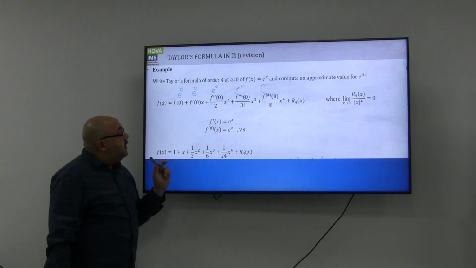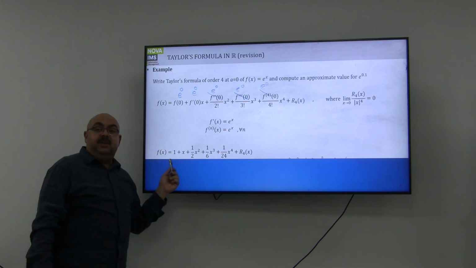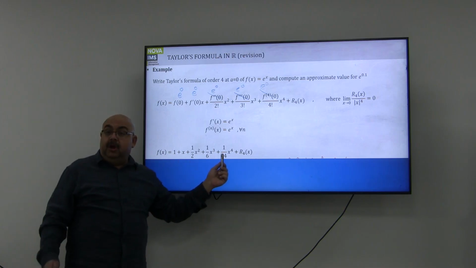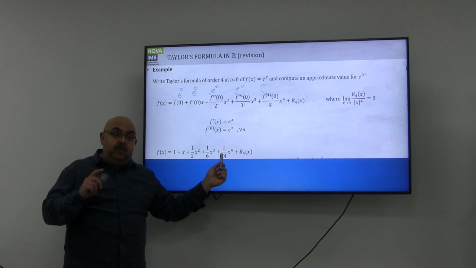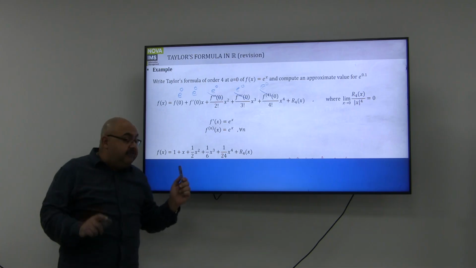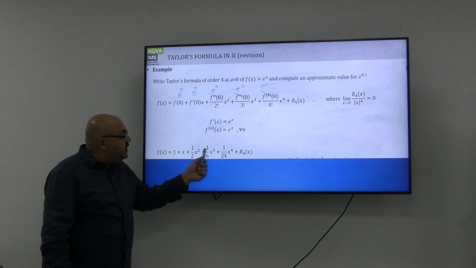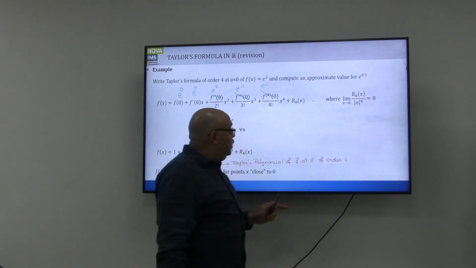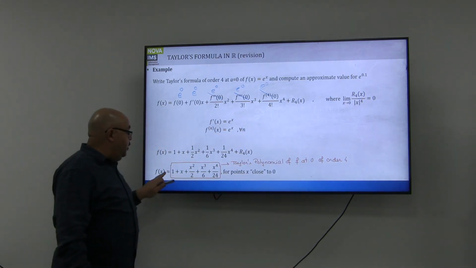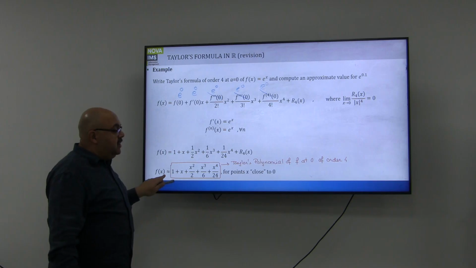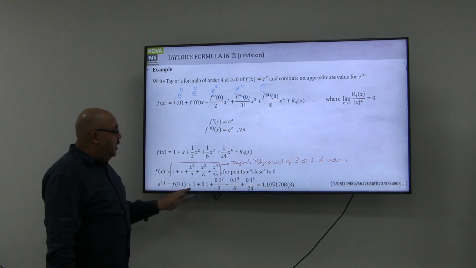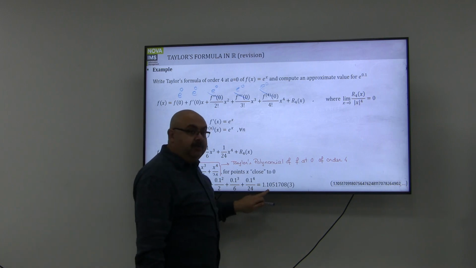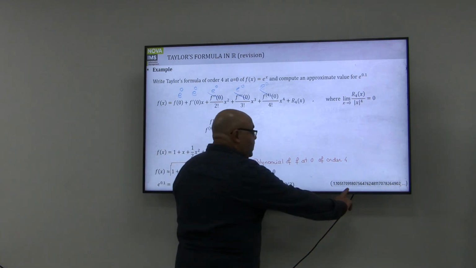Now I've expanded this function by this polynomial, which is a fourth degree polynomial. If you want to approximate the value at 0.1, all I have to do is replace every x in this equation by the value 0.1. This is what we are going to do. So we just replace x by 0.1. These are the values: that's the value of the approximation, and that's the exact value.